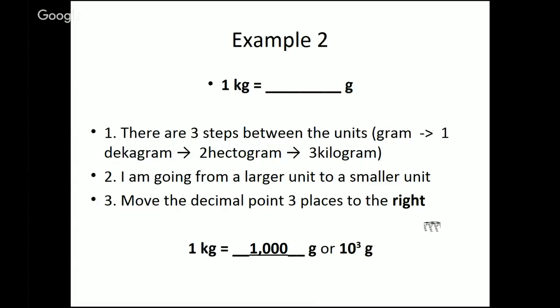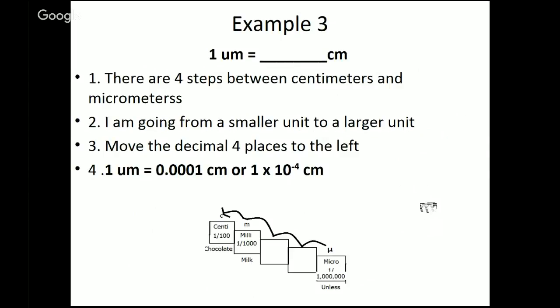I actually want to skip over to example number 3 here, because this example is going to use one of those weird units, micrometers. So in this example, we've got 1 micrometer, and we want to know how many centimeters that is. Well, we can solve this problem using the ladder exactly as we did before. So let's look at the portion of the ladder that applies.